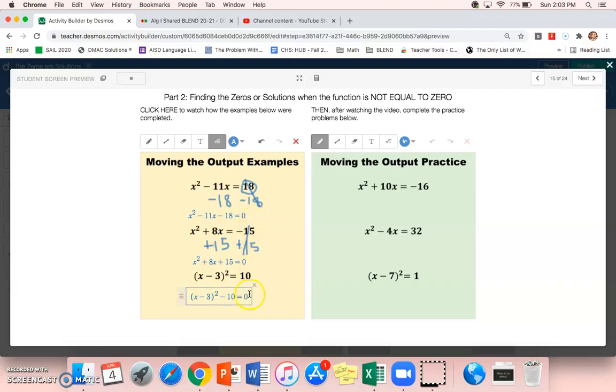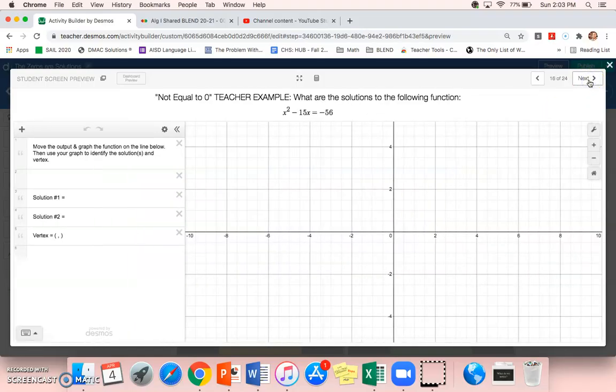So now each of these three functions are in a position where I can solve for the x and figure out what is the 0 or what is the solution. I'm just trying to find what is the x value that makes this equation 0. You're going to repeat this type of work for these three new problems over here. And then you're going to add one more layer to this, which is, how do we actually find the solutions? So here's another example. It looks just like the ones we just did. It says, what are the solutions to the following functions? So we're doing this one for you. Move the output and graph the function on the line below.